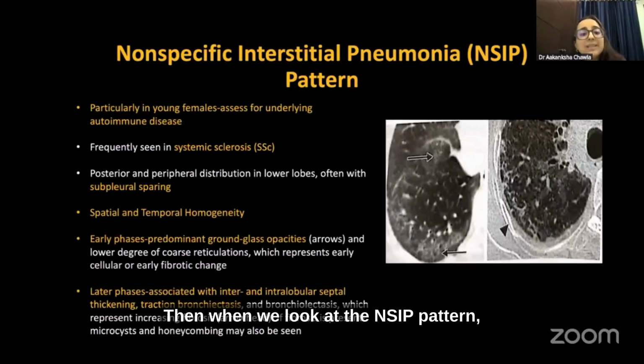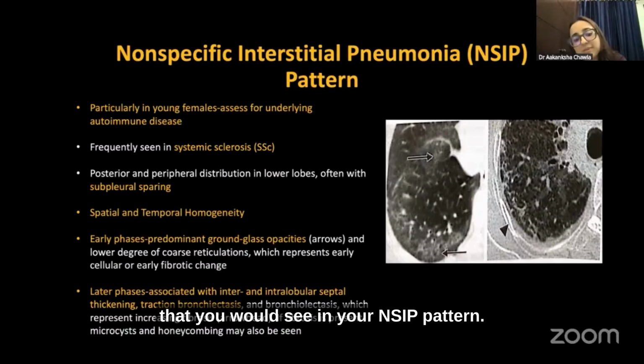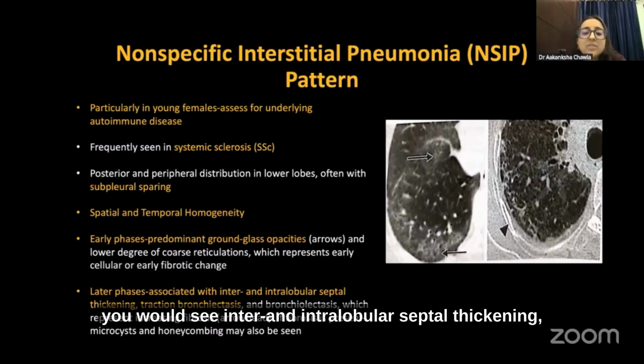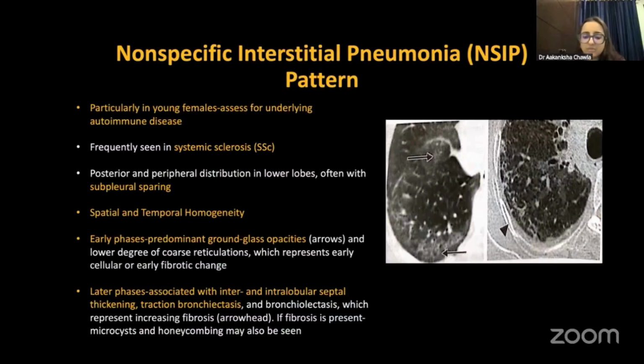Then when we look at the NSIP pattern, it is particularly seen in younger females assessed for underlying autoimmune disease. I'm talking about this in relation to connective tissue diseases, okay? It is frequently seen in systemic sclerosis, with subpleural sparing and spatial and temporal homogeneity. In the early phases of the disease, you would see predominantly ground glass opacities in your NSIP pattern. In later phases, you would see inter and intralobular septal thickening as well as traction bronchiectasis, bronchiectasis. It basically represents increasing fibrosis.